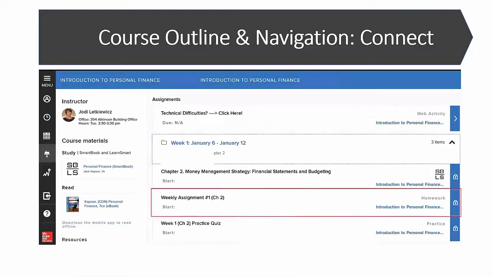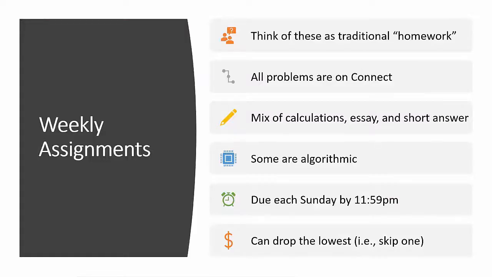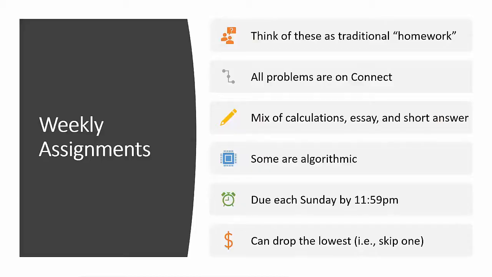Each week you have a weekly assignment due. The weekly assignments will have anywhere between 5 and 12 problems. Some will be calculations, and some will be short answer or essay. The calculation questions are algorithmic, meaning that each student will be given a different set of numbers for basically the same problem. Think of these assignments as traditional homework assignments. There are 11 total assignments throughout the semester, and the highest 10 will count. That means that you can skip one or drop the lowest score.